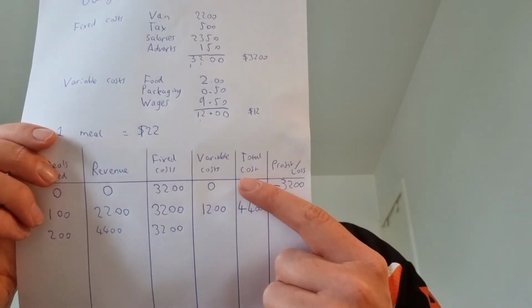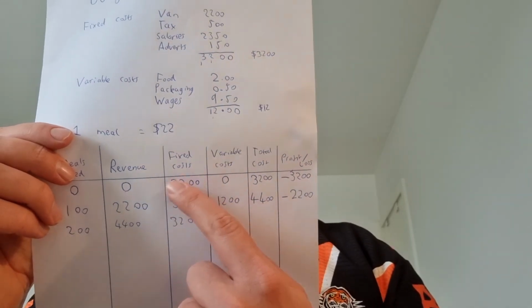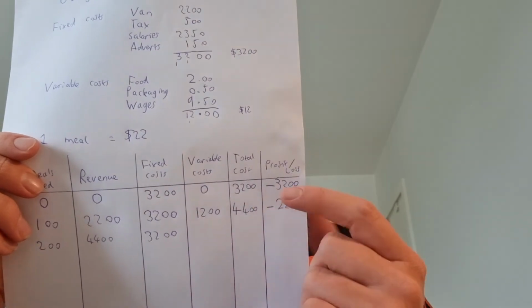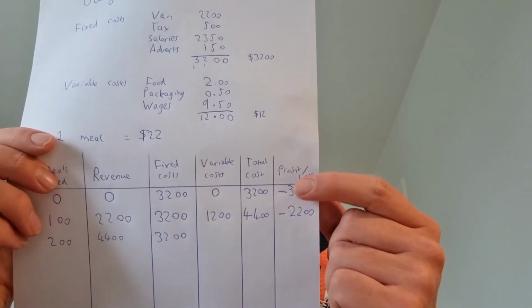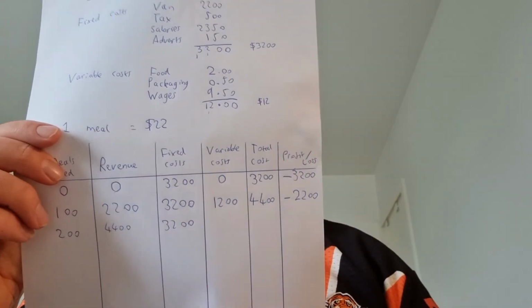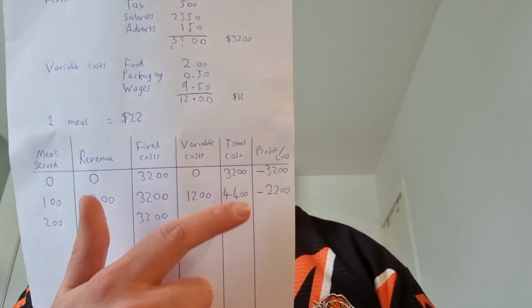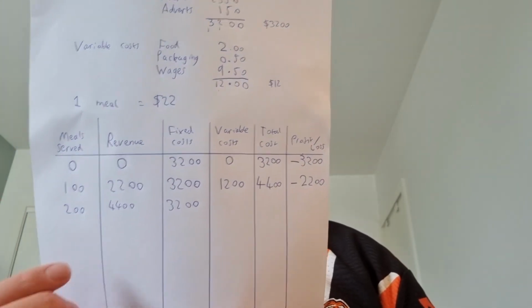Then you've got the total costs, where you just add together the fixed and variable costs. So just an addition, this plus this. And then finally, you've got profit or loss. So for that, you do the revenue minus the total costs. Okay, so revenue minus total costs. If that gives you a positive number, you are making a profit. If it gives you a negative number, you are making a loss.